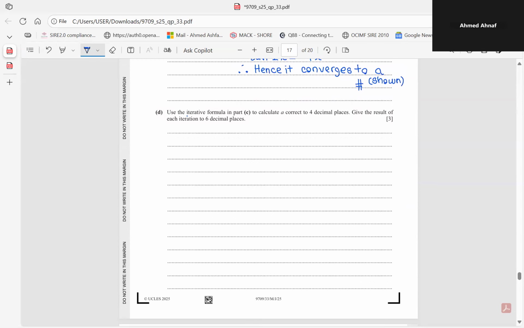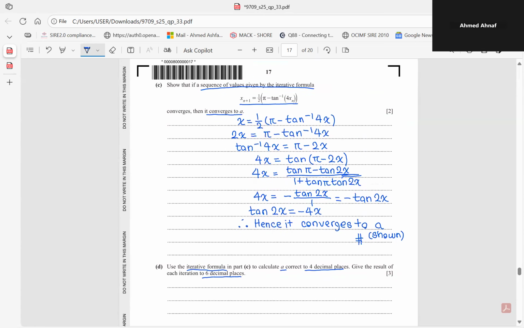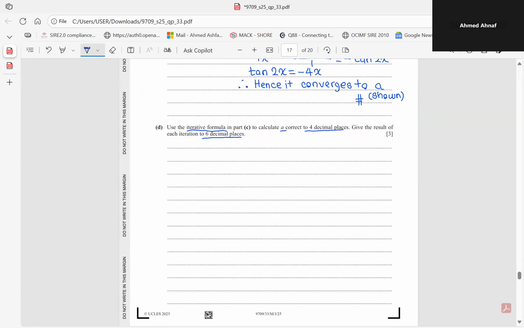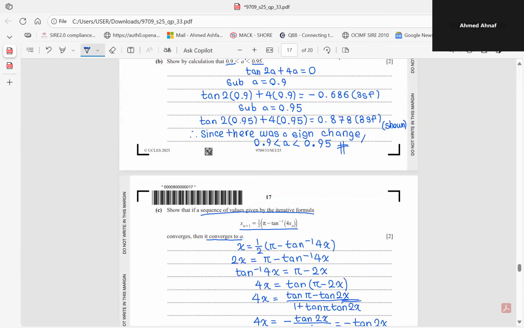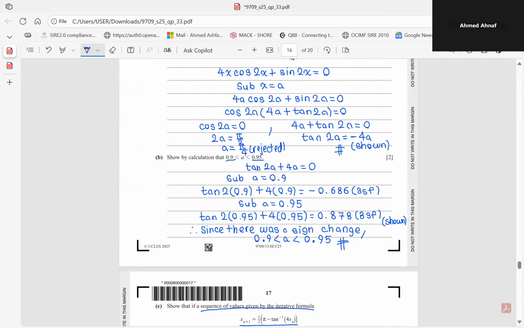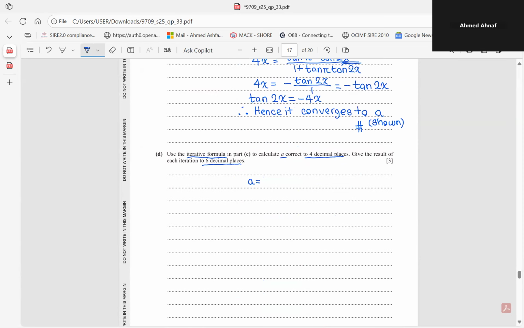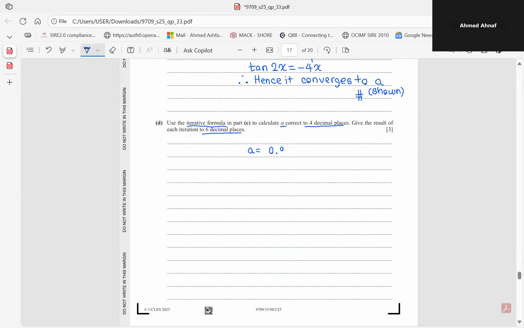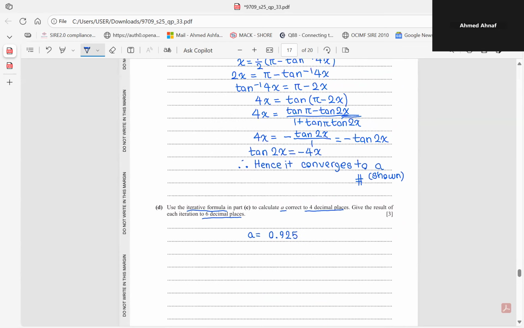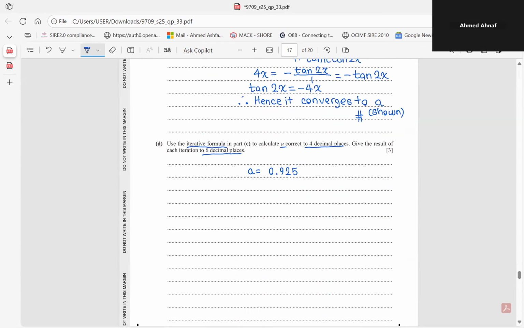Okay, so now we just have to use this iterative formula to calculate A to 4 decimal places, and the result of each iteration should be given to 6 decimal places. All right, so let's choose an initial value. So since A is between 0.9 and 0.95, we're just going to choose the middle value. So that is 0.925. So we're going to choose that. So this is A1 and A2 would be.